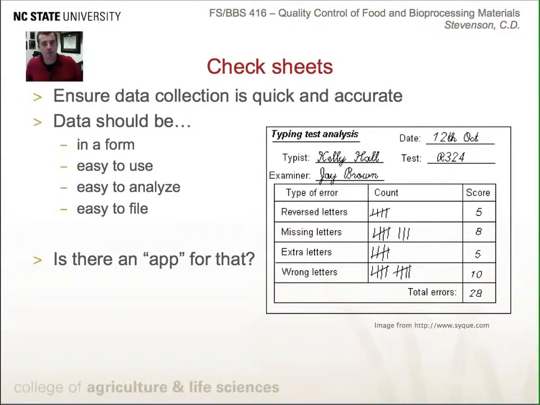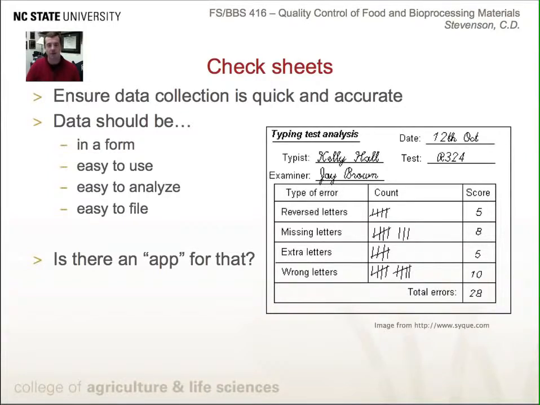Next, we'll move on to probably the easiest concept that we'll talk about in this lesson, and that is the concept of creating a check sheet. These are simply used to ensure that data collection is quick and accurate. The data in one of these check sheets should be in a form.